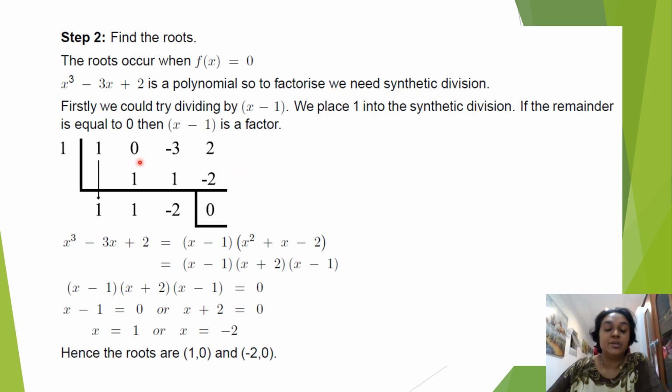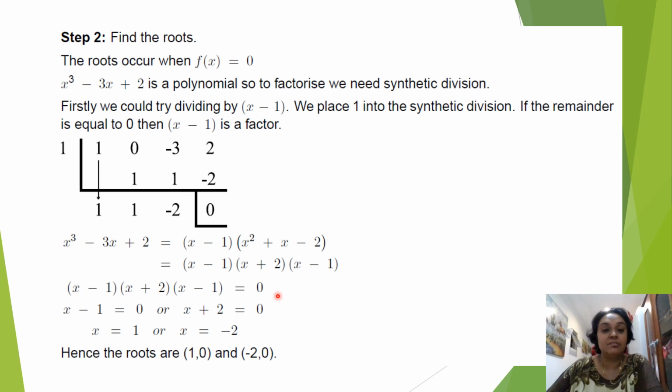You divide the equation by 1, because 1 is a root of this particular equation. When you get a remainder of 0, it's confirmed that x³ - 3x + 2 equals (x - 1) multiplied by (x² + x - 2). Based on this, you can further factorize. You can use your calculator for the factorization.